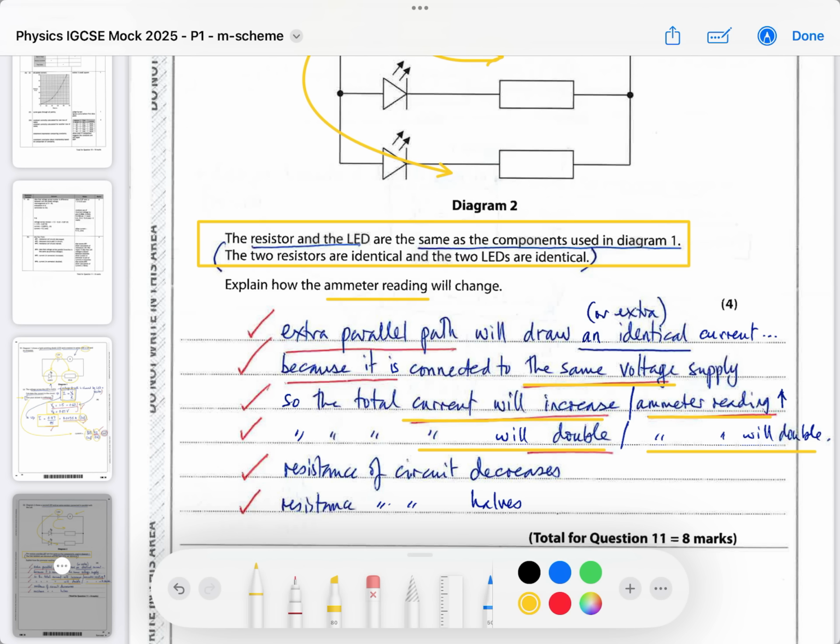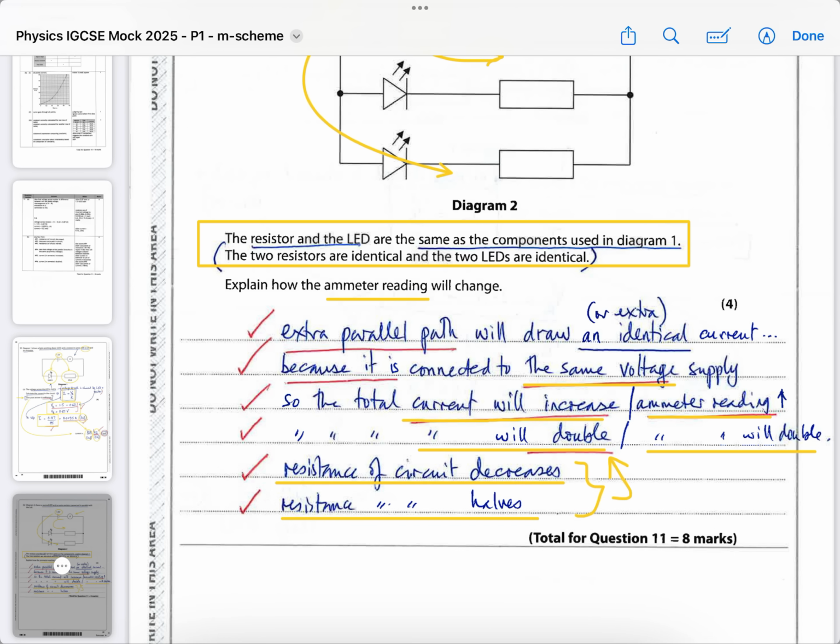So with 2 paths, the total resistance of the circuit decreases, yeah? The total resistance of the circuit decreases, or you could say it halves, which is why this decrease leads to the doubling of the current. So there's different ways of ordering this, but that's basically understanding how the circuit rules work. Okay?